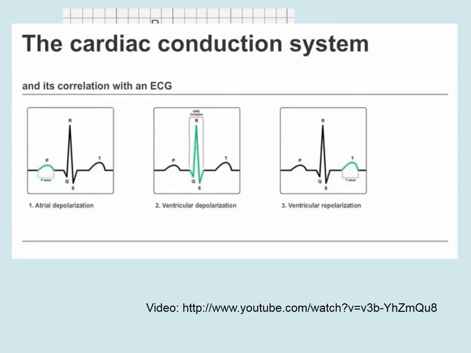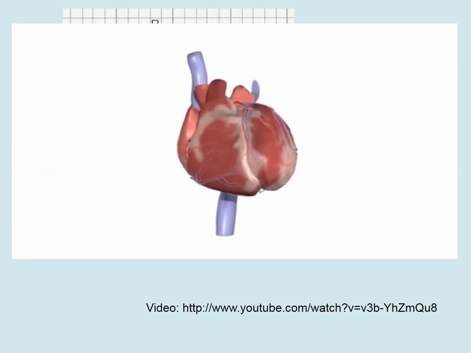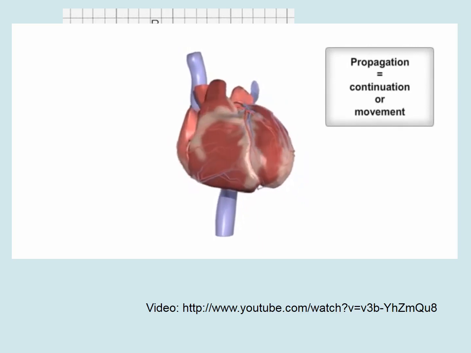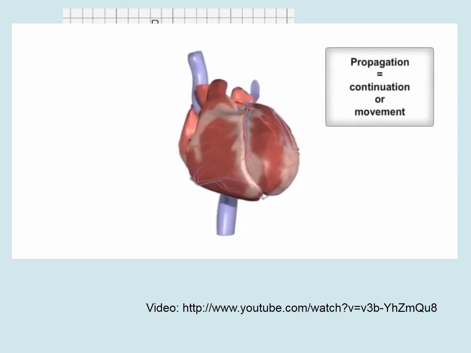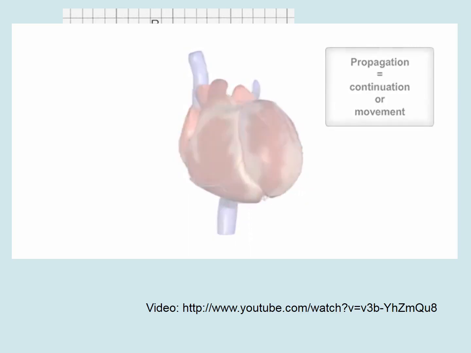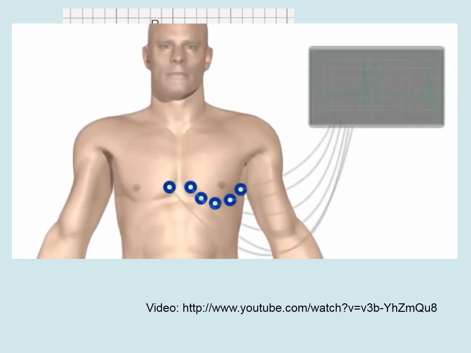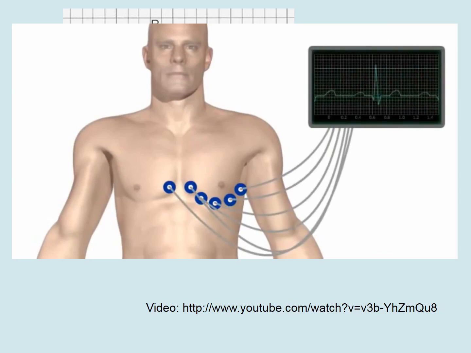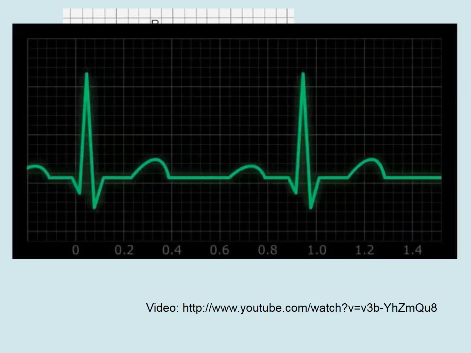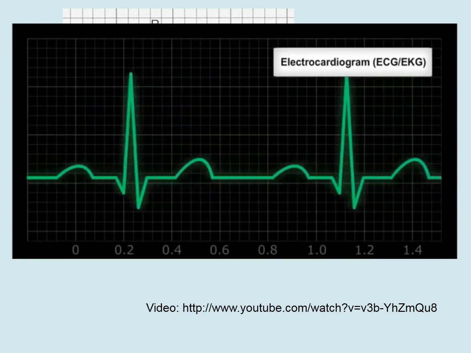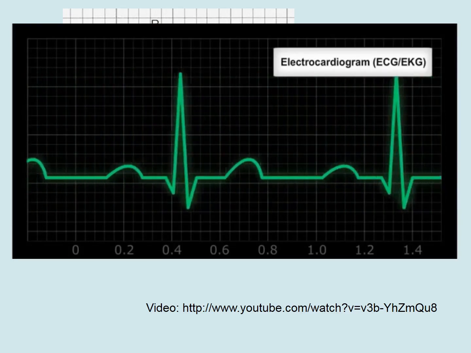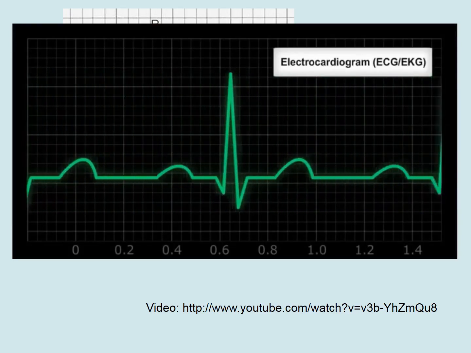So let's take a look at this in terms of the schematics. We have our atrial depolarization, our ventricular depolarization, and our ventricular repolarization. Here's the heart. What we're looking at here is the propagation and the continuation of electrical signal and kinematic function. The way in which we measure this is with external electrodes. We place external electrodes in such a way as to form an electrical triangle around the heart so that we can see the P, Q, R, S, and T waves of the ECG.